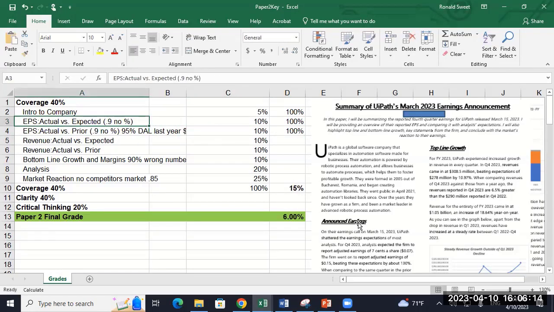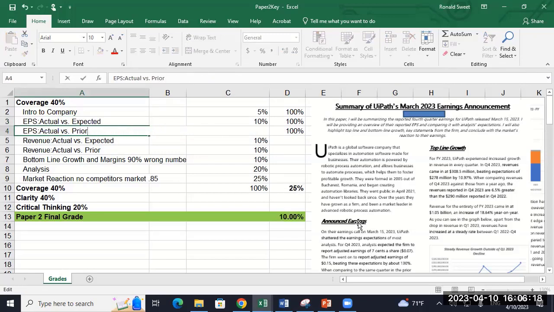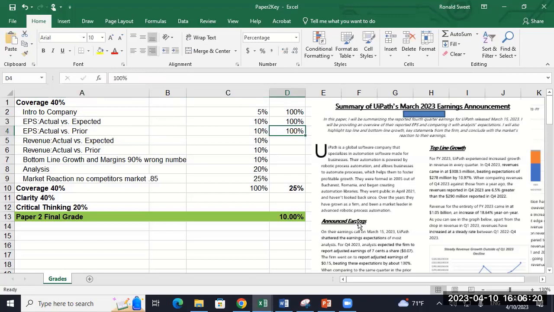I don't remember what all these comments are, but versus prior, do give me any percents. If you don't give me any percents, I do count off a little bit. Don't make your boss have to get out a calculator and figure out what the percent difference was.